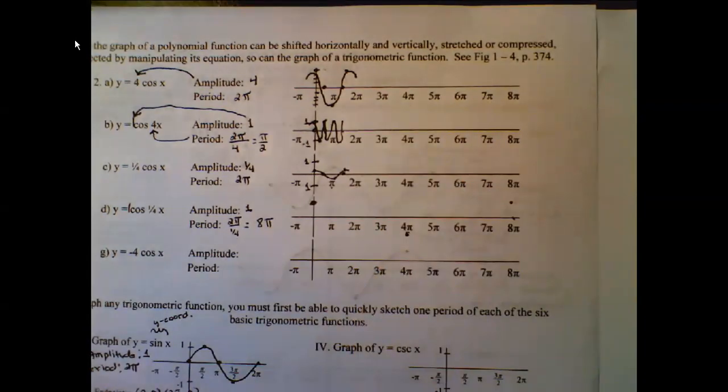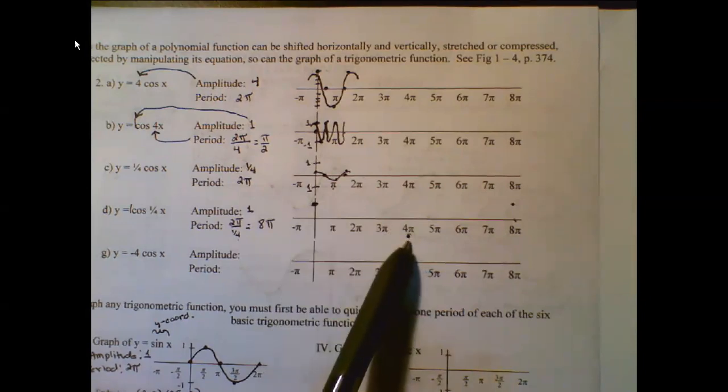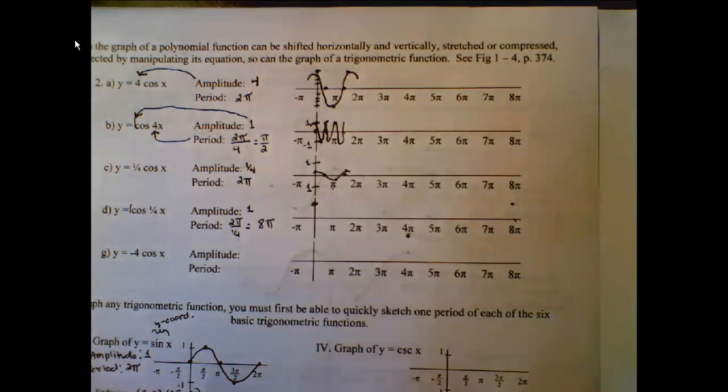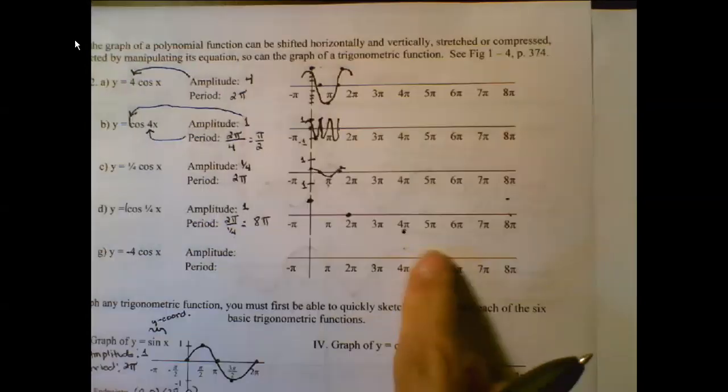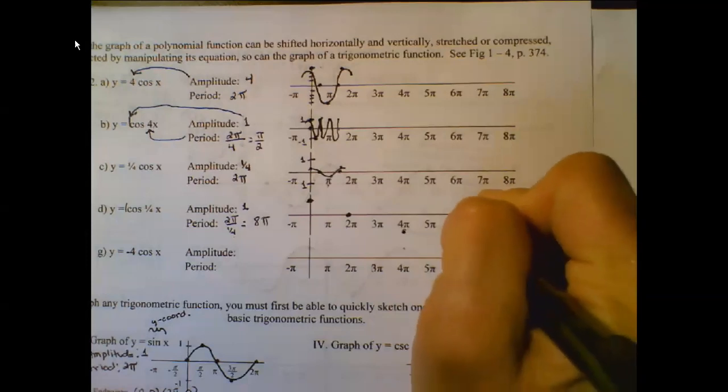What does that mean the x-intercepts are going to be? Where are the x-intercepts going to be? Is it half pi's? If it's +1 at 0 and -1 at 4 pi, it's supposed to have an x-intercept exactly in the middle of those two. What's exactly in the middle of 0 and 4 pi? 2 pi. Yeah. And what's exactly in the middle of 4 pi and 8 pi? 6 pi. Yep.